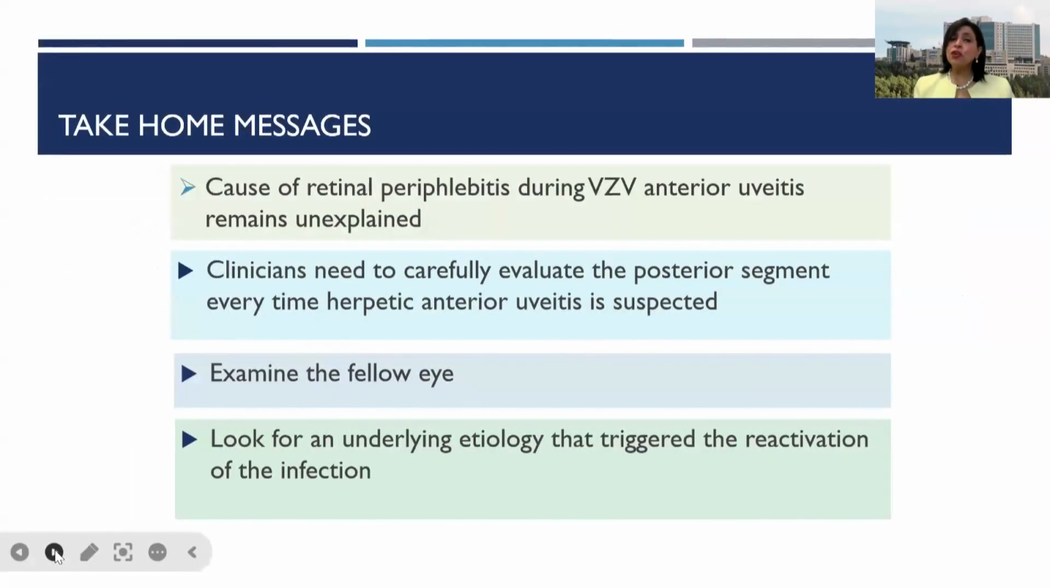So in summary, the cause of retinal periphlebitis during VZV anterior uveitis remains unexplained. Clinicians need to carefully evaluate the posterior segment every time herpetic anterior uveitis is suspected. We need to examine the fellow eye, and we need to look for an underlying etiology that triggered the reactivation of the infection.